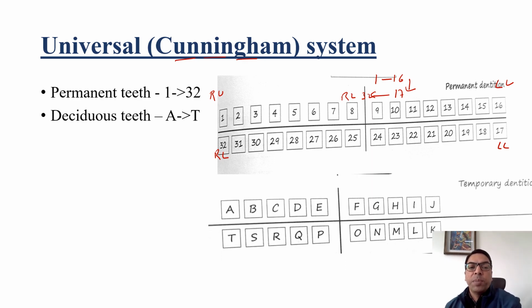And for temporary dentition, it starts in the same manner from A to J, right to left, and then left to right. Right?